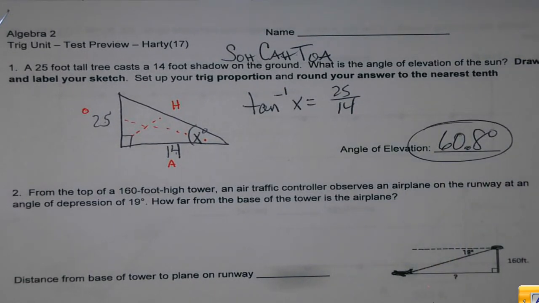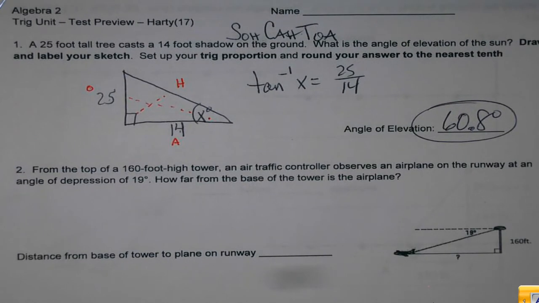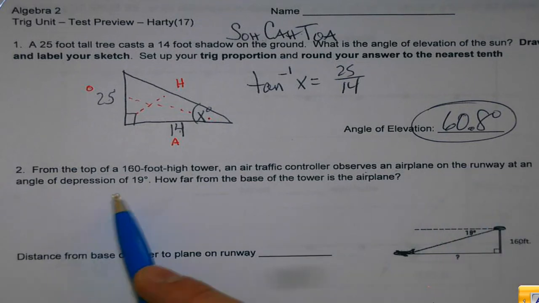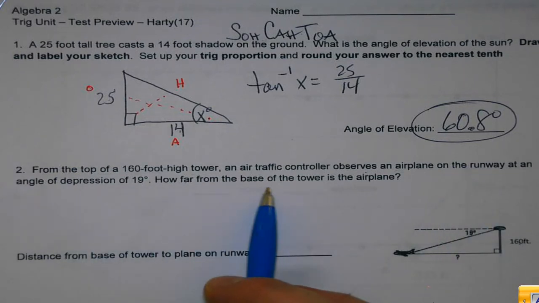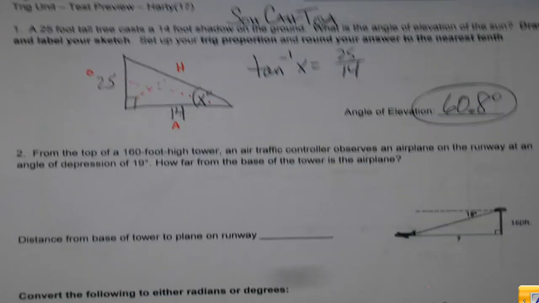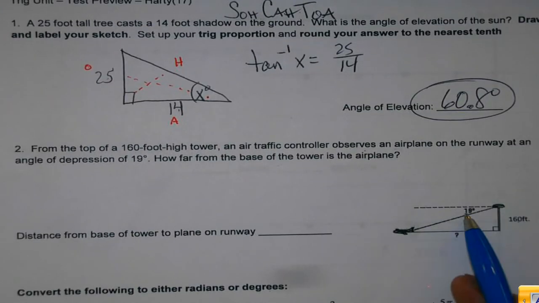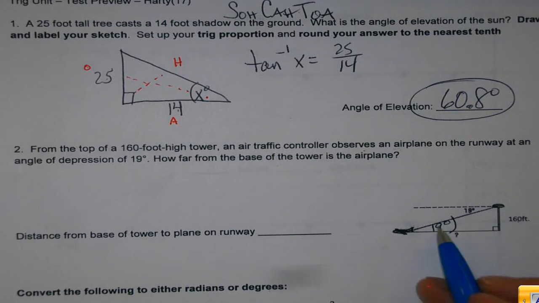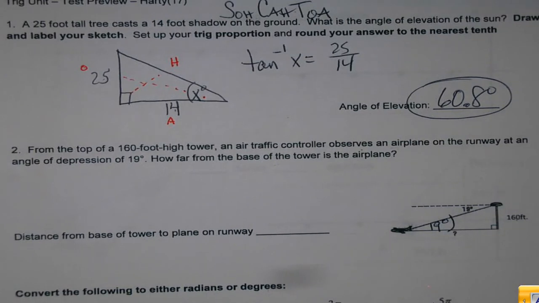Next one, we actually get a picture though. From the top of a 160-foot tall tower, there's my 160, an air traffic controller observes an airplane on the runway at an angle of depression of 19 degrees. How far from the base of the tower is the airplane? Now you're like, well, wait a minute. I thought you said the angle measure always goes in the bottom corner. Why is it up here? Remember, that's not even inside the triangle. Okay? My actual angle I'm using is still inside. Still in that bottom corner, just like it has been all along.